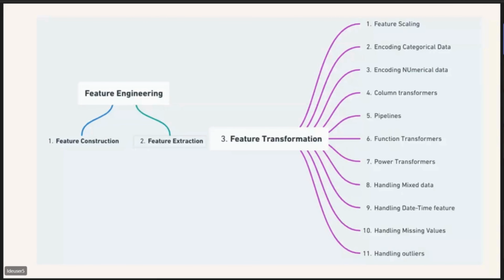So how do you transform a feature? By applying some mathematical calculation, like feature scaling or encoding categorical data. We've seen an example of encoding: for good and bad, good becomes 5 and bad becomes 2, right? So that is encoding. You take something and give it an alternate value. Column transformers, pipeline, and so on, all the ones listed here are different feature transformation categories.